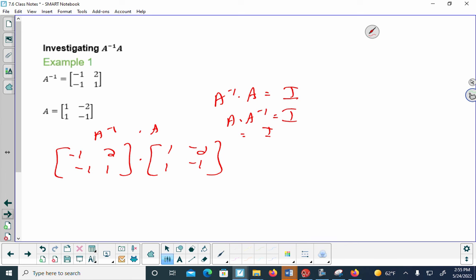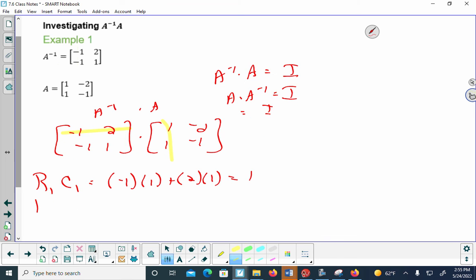So remember when we multiply matrices, we're going to do that row 1, column 1 thing. So row 1, column 1, and I like to write this out as row 1, column 1. And we keep making 1 times 1 plus 2 times 1, and that'll be negative 1 plus 2, which will be 1. Then I'm going to do row 1, column 2, so I'm going to take negative 1 times down to column 2, which will be negative 2 plus 2 times negative 1. So that's positive 2.